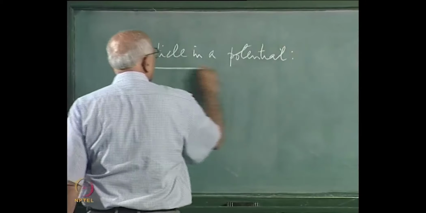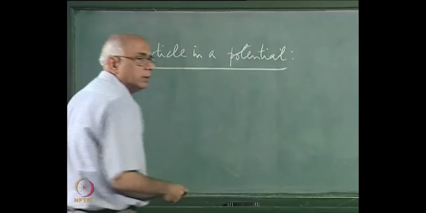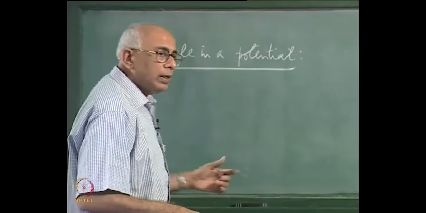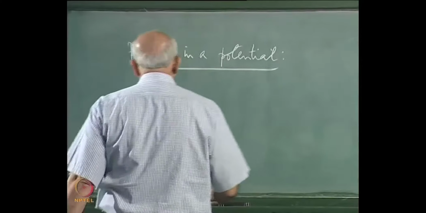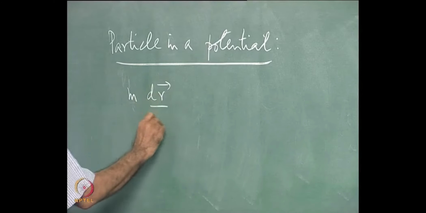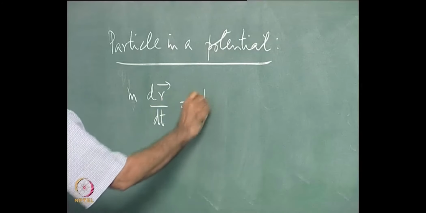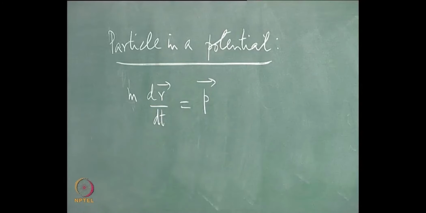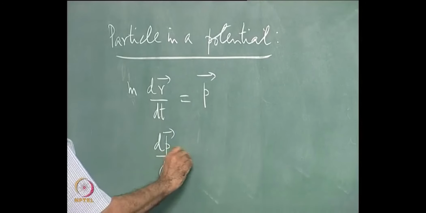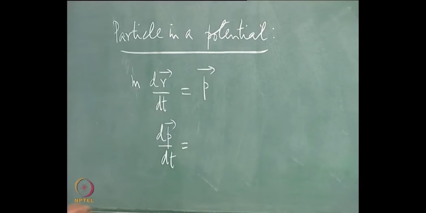A single particle moving in some potential. I could write down Newton's equations of motion, and the way to write it down in our language is to say that the mass times the velocity, which is dr over dt, is the momentum p, and the rate of change of momentum dp over dt is equal to the force on the particle.